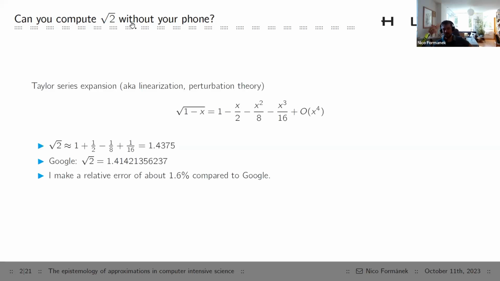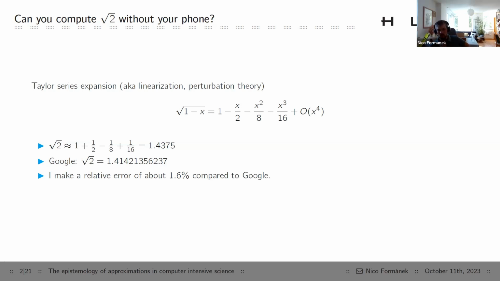Yeah. So the Taylor series expansion is also sometimes known as linearization. If you skip all the higher orders in numerical mathematics, it's also called perturbation theory, because it relies on the fact that you perturb the value which you want to calculate by a small quantity, and then do the linear or whatever approximation in that value.